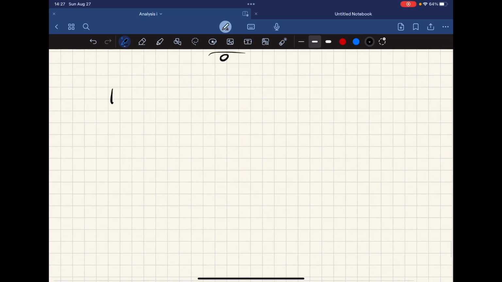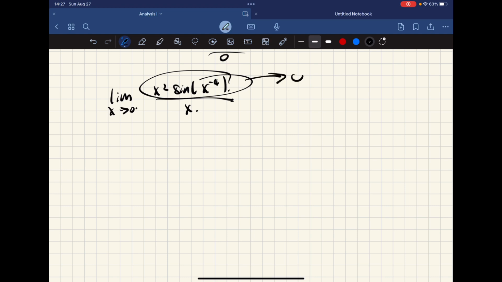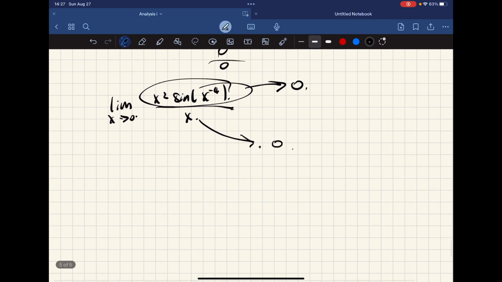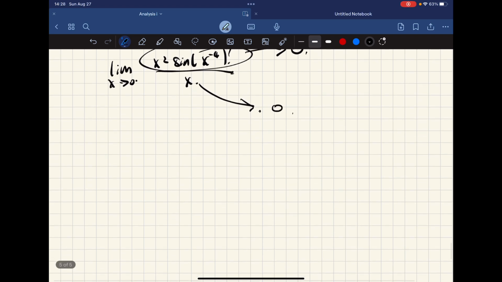For instance, if you consider the function x squared sine of x to the negative 4 power, divided by x, you'll see that the numerator goes to 0 by the squeeze theorem, and then the denominator also goes to 0. And okay, so L'Hopital's rule shall apply, right? So let's just keep computing.